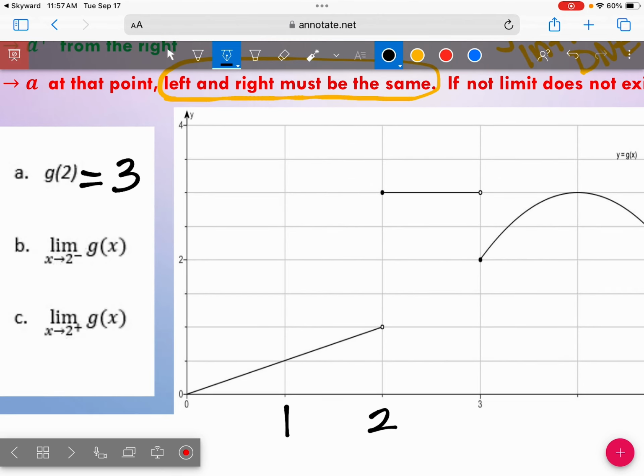Now, we have a jump. So if I draw a little wall here, what this is asking you is, on the left side of that yellow wall, where does the graph touch the yellow wall? So on the left would be over here. What would be the limit? Where does it touch the yellow wall? At 1. On the right side of my yellow wall, that's here. Where does it touch the wall? At 3.